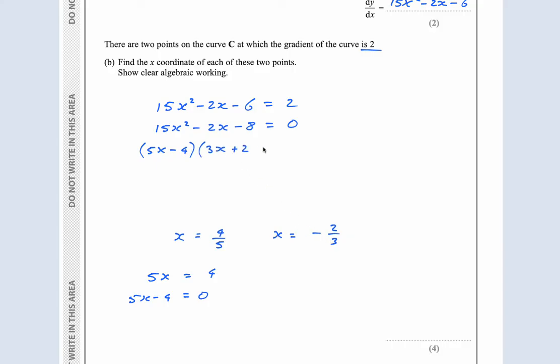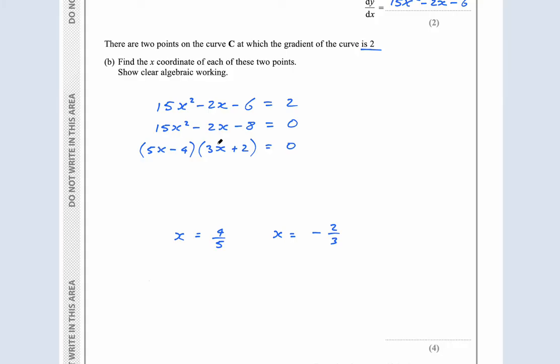3x plus 2 equals 0. Now there's lots of ways to factorize, guys, and do it however you wish. But if you get really stuck, remember your calculator will give you the solutions, which aren't actually the factors, and then you can kind of work backwards.